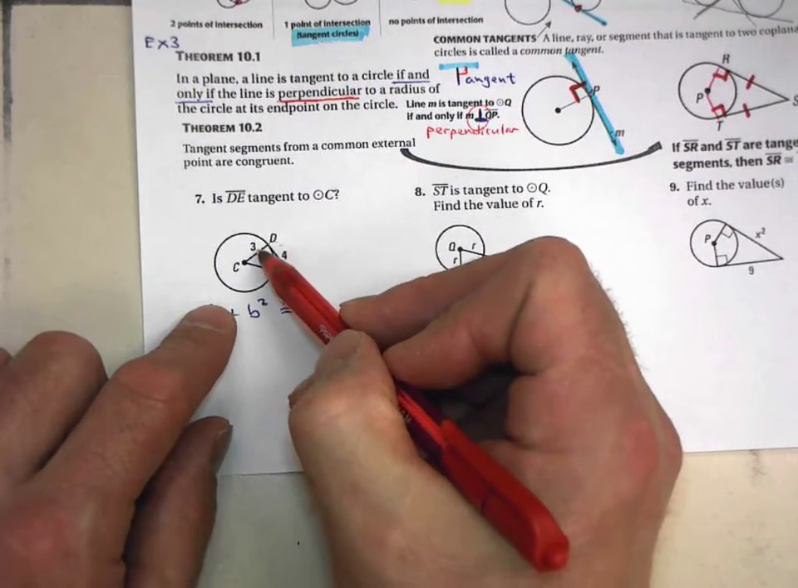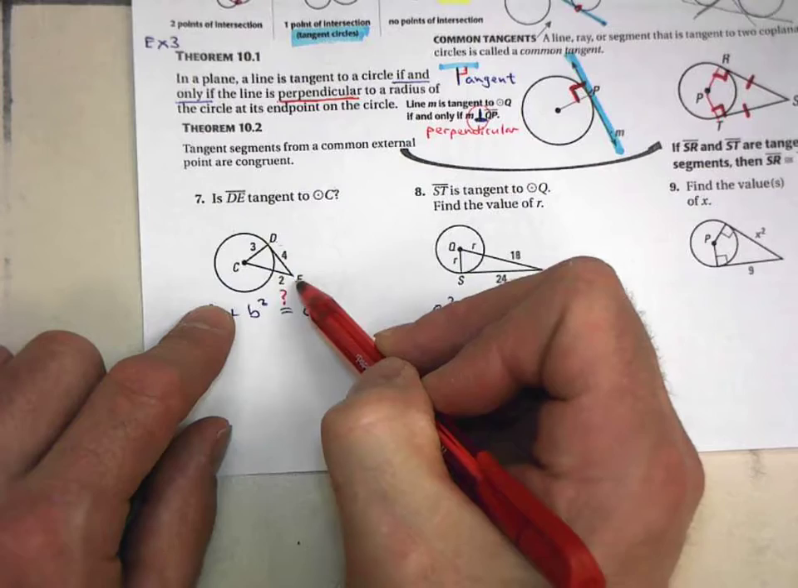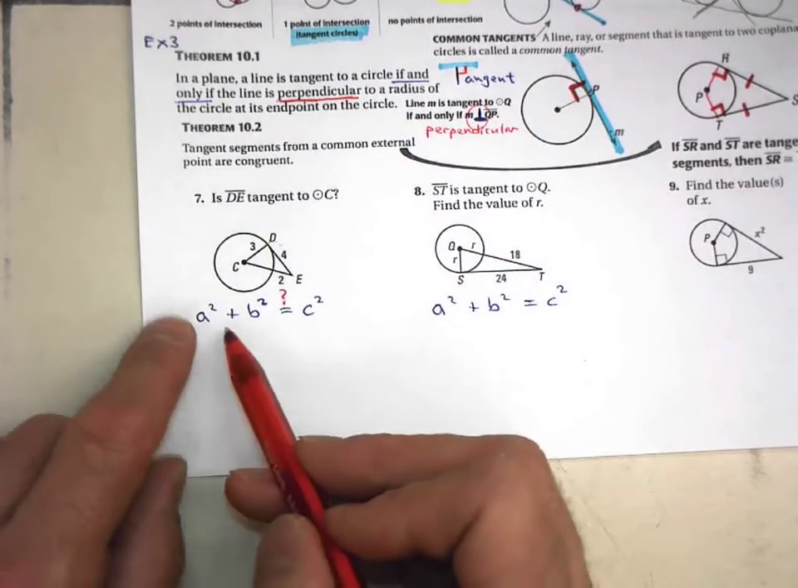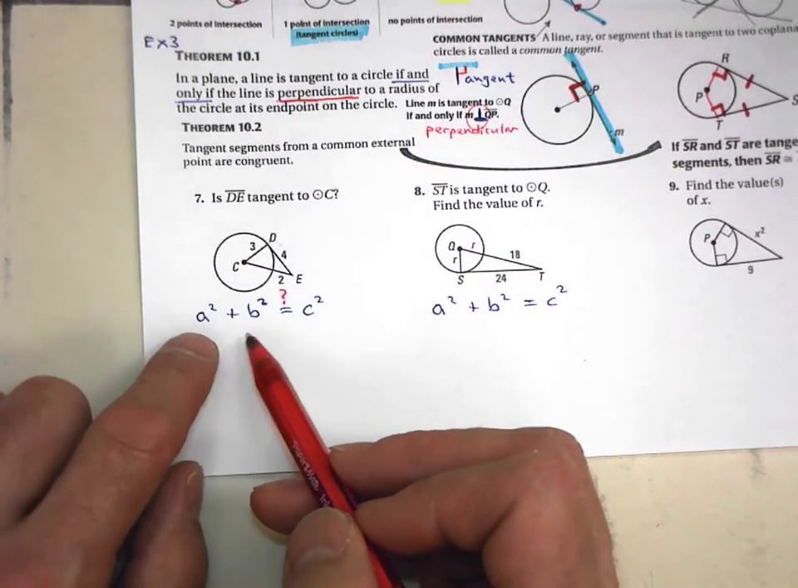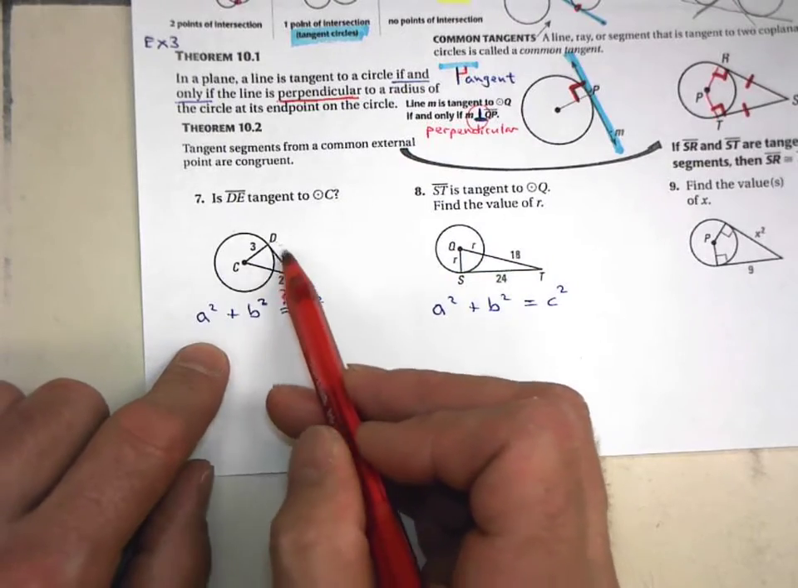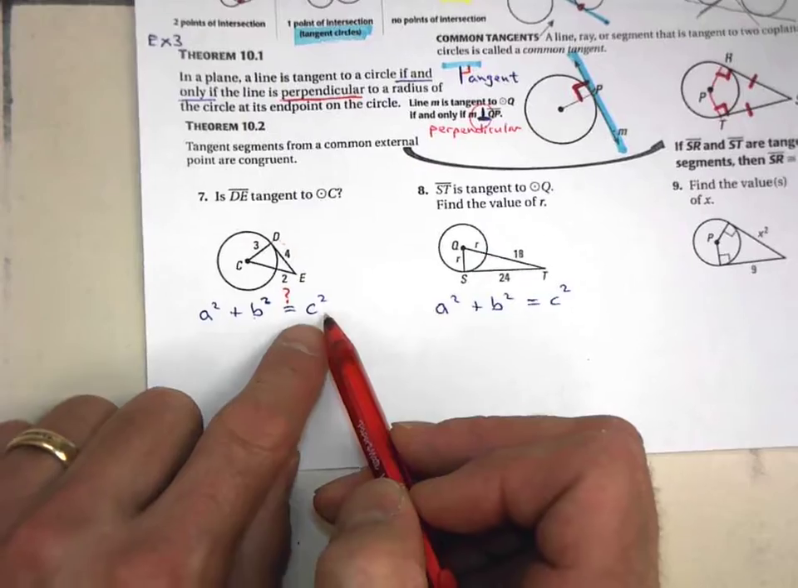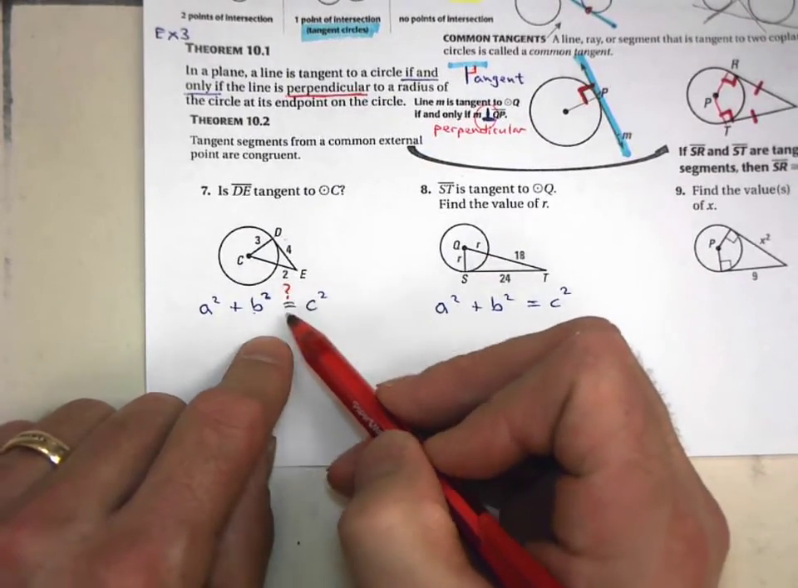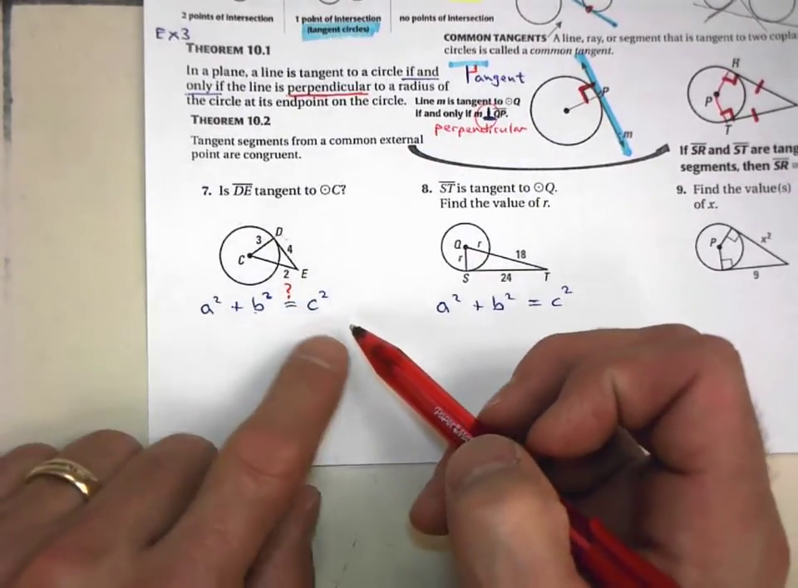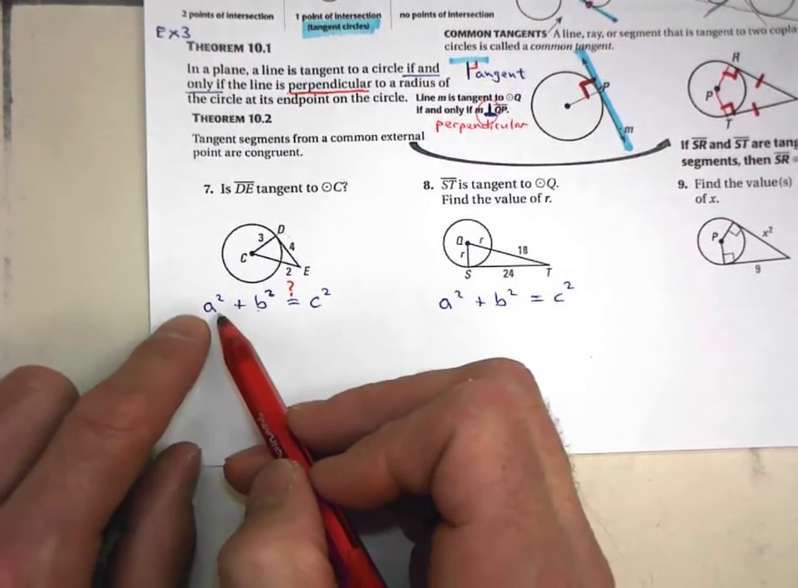So this would be your right angle here, and this would be a right triangle, and so therefore the Pythagorean theorem would be true for the lengths of this right triangle. A squared plus B squared equals C squared. So we are asking the question, does A squared plus B squared equal C squared? Okay, so what is A? What should we plug in for A?